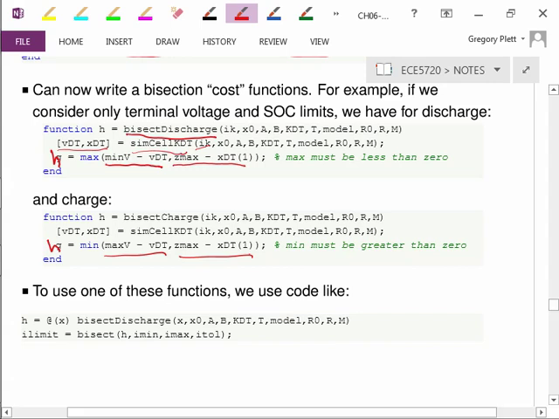And then to use one of these functions, we use code like this, and we say H is my bisection function on discharge, and then I say the current limit is just bisecting between I min and I max with some I tolerance, and we can compute the values. So that's the general idea. You'll have a homework project that's based on this. So hopefully I get most of the errors out of the notes before you work on the project, and then you can find the rest of them and tell me where they were. And then we'll get to see how this works in practice.